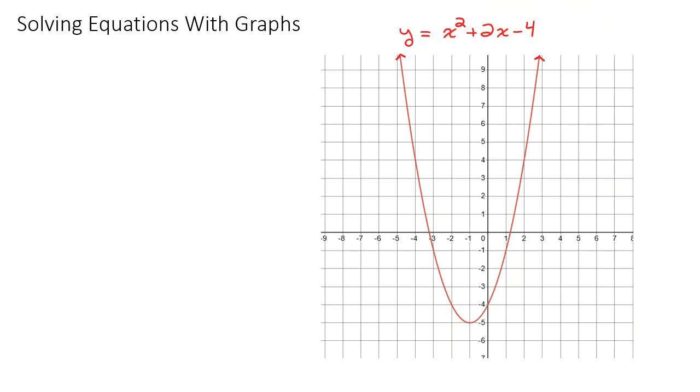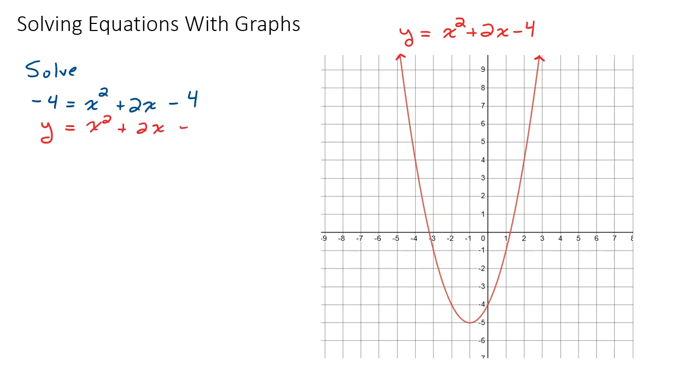So let's say I want to solve the equation negative 4 equals x squared plus 2x minus 4. Now, you may not know how to do this one algebraically. You may not have learned this yet. So this is where solving it graphically, you have the advantage of being able to find a solution in a different way. All right, so I'm going to write the equation underneath here.